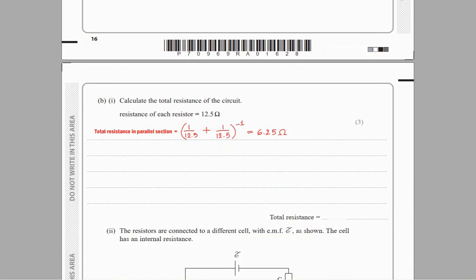So the total resistance of the parallel section is 6.25, and these two are in series with the other one, the third one. So how do you find out the total resistance in series? You just add them up. So 6.25 plus 12.5 gives me 18.75, and you can round it off to 3 SF as well, as in 18.8.